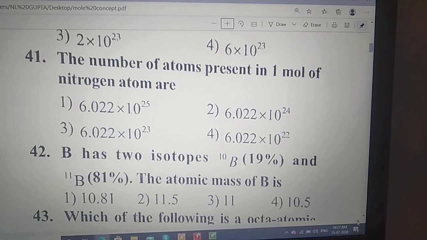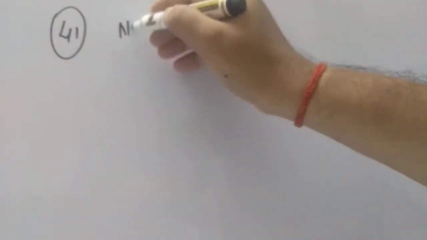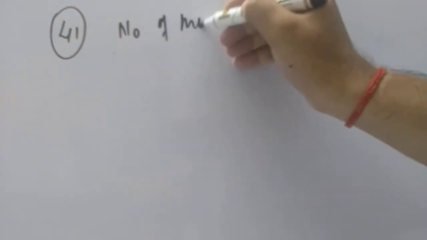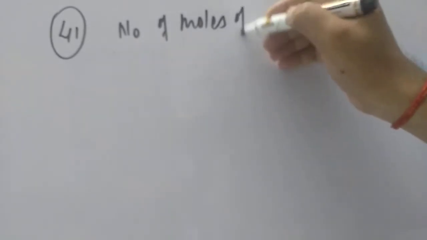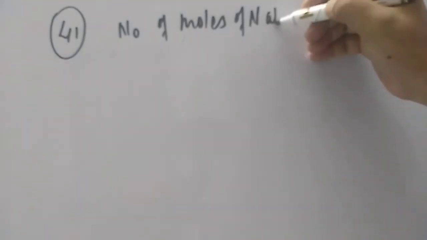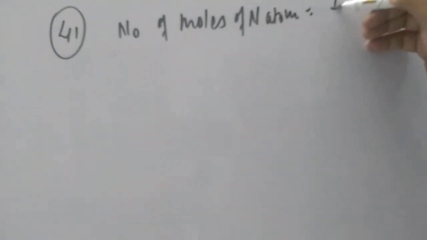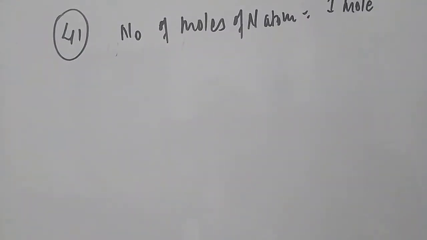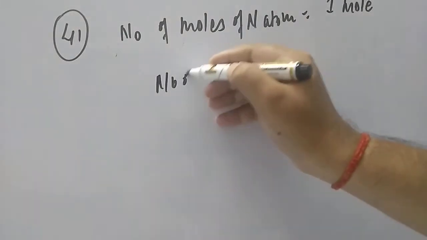But let us solve it on the board also, student. So what they are saying is, the number of atoms present in 1 mole. The number of moles they have given. How much given? Number of moles of nitrogen. What is the number of moles of atoms present in 1 mole of nitrogen atom? Nitrogen atom they are talking about. How much, 1 mole they are saying, student? 1 mole. So what they are asking in this problem is the number of atoms.